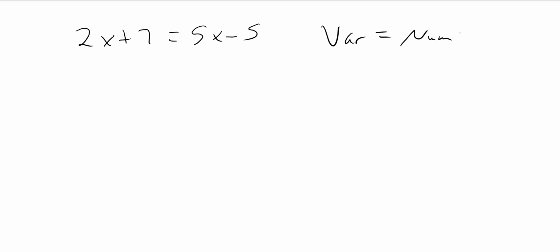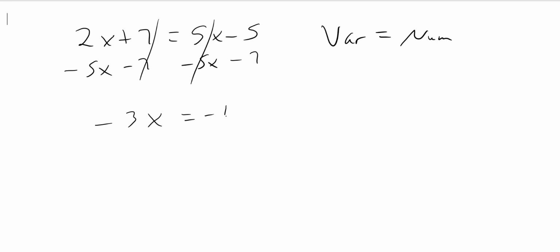Okay, so to move the variables to the left, I need to subtract 5x from both sides. Okay, so now we're good, right? Because this cancels out, and I just have variables on the left-hand side. I still have a number on the left side that's 7, so I'm going to subtract 7 from both sides. And so this cancels out, and I have -3x = -12.